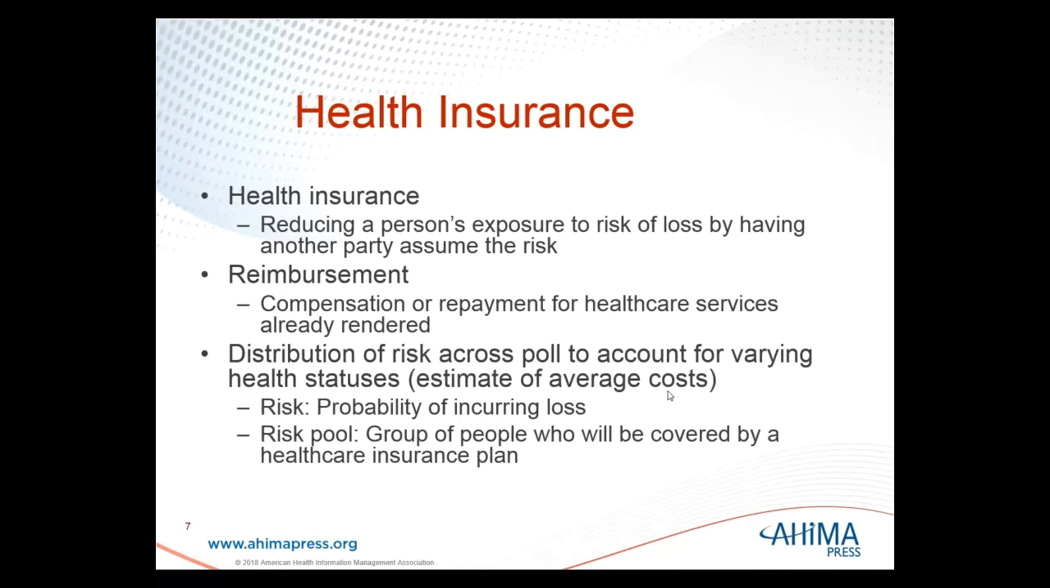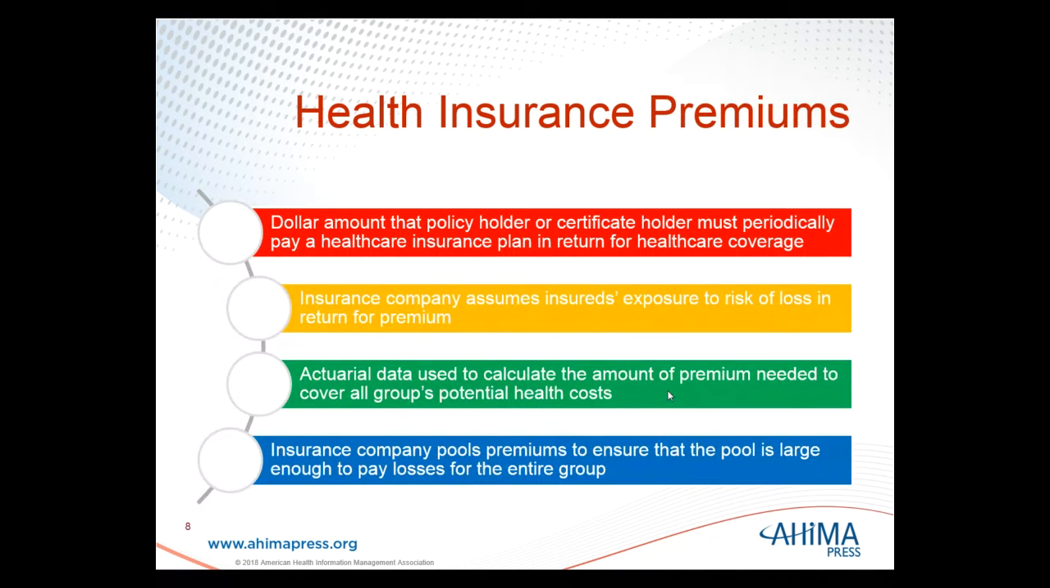Distribution of risk across a pool accounts for varying health statuses. The risk is the probability of incurring loss, and the risk pool is a group of people who will be covered by a health insurance plan. Health insurers receive payments, or premiums, for assuming exposure to that risk of loss. The dollar amount that the policy holder or certificate holder must periodically pay a healthcare insurance plan in return for their healthcare coverage is the premium. The insurance company then assumes the insured's exposure to risk of loss in return for that premium.